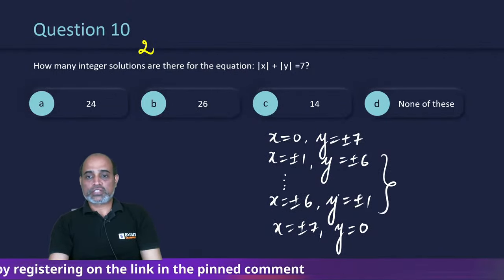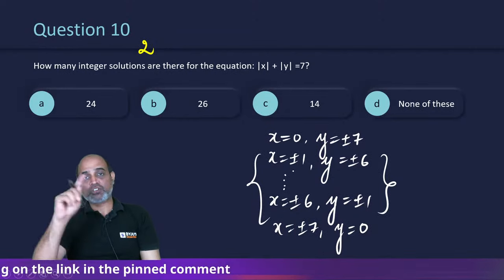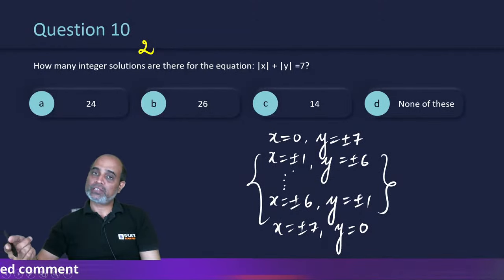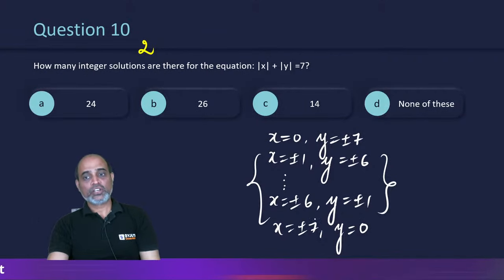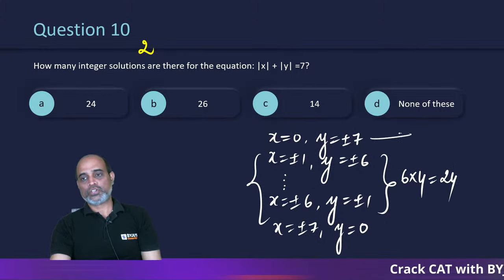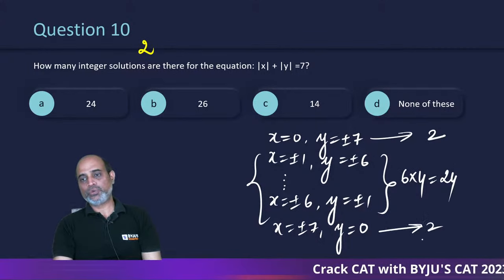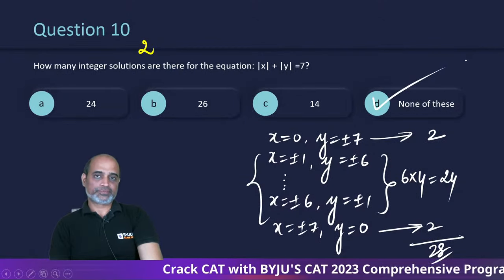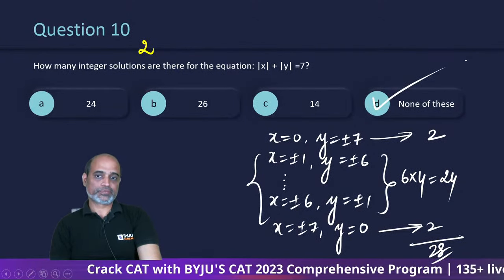So if you look here, you will have 1, 6, 1, minus 6, minus 1, 6, minus 1, minus 6. 4 बनते हैं हर एक से. So you will have 6 into 4, that is 24 here. You will find 2 here, you will find 2 here. There will be a total of 28 solutions. D. None of these. ठीक है?